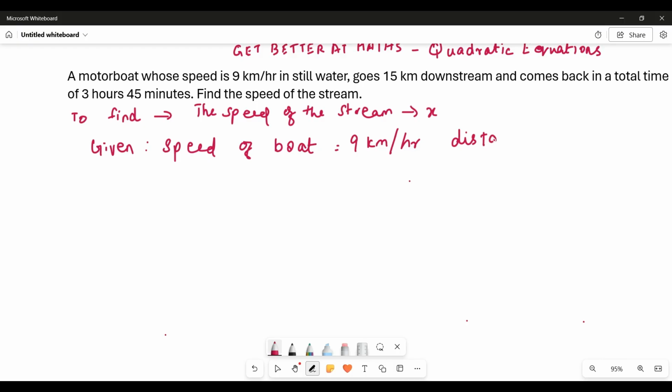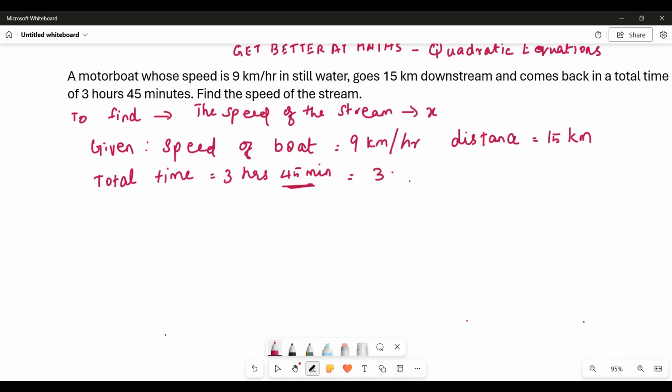It travels 15 kilometers downstream, and they are saying it comes back. So 15 kilometers downstream and 15 kilometers upstream. The distance traveled is 15 kilometers, and the time taken is a total of 3 hours 45 minutes. So the time taken to go downstream and the time taken to come upstream together is 3 hours 45 minutes. This is what they mean when they say total time equal to 3 hours 45 minutes.